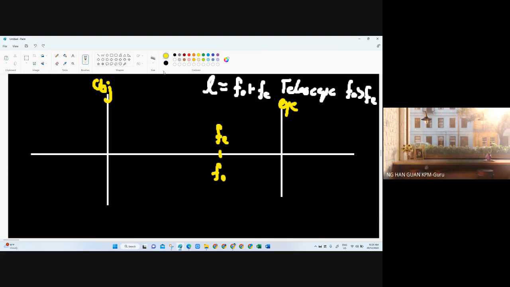Now, how are we going to form the image? The telescope is used to observe very far away objects, so we can imagine the object located at infinity. It means we can't show where our object is in the ray diagram, because the object is far away.